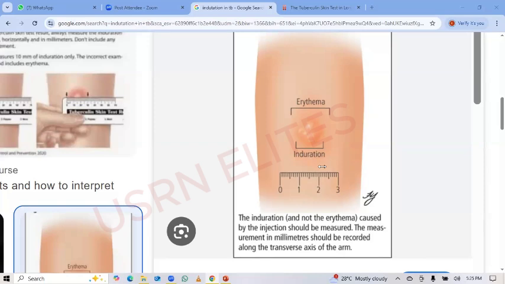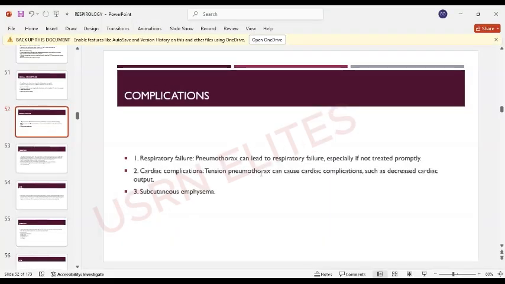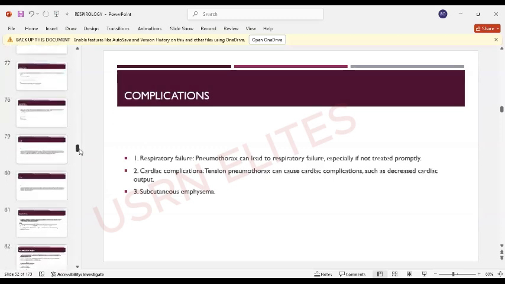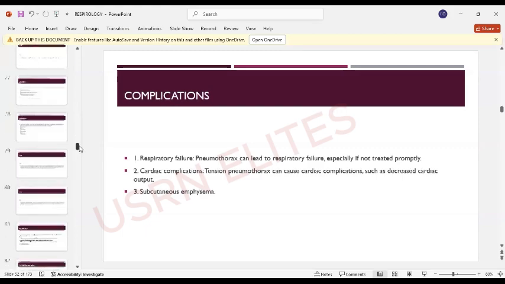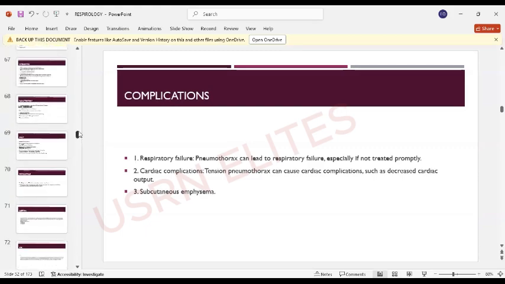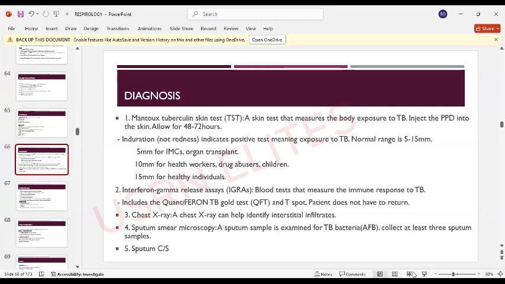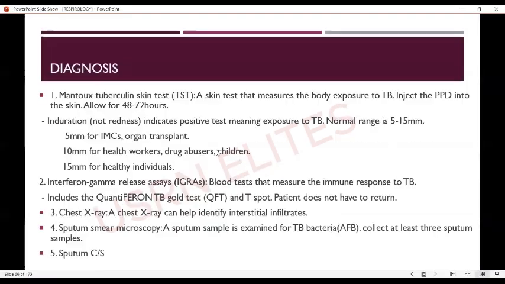So that is something you should expect on the NCLEX: induration or bleb, no redness, to conclude that the patient is having tuberculosis. All right. So you inject the purified protein derivative there, and you allow 48 to 72 hours.